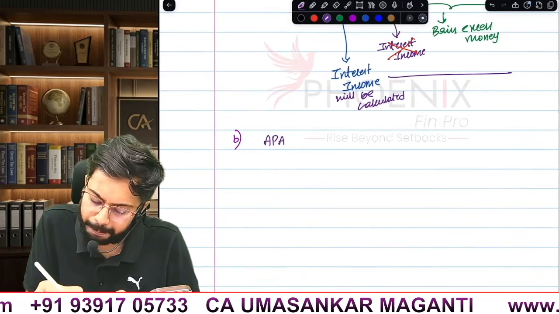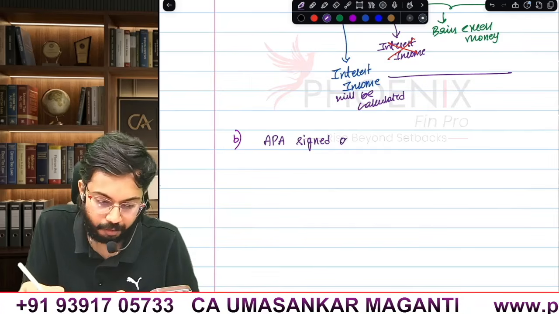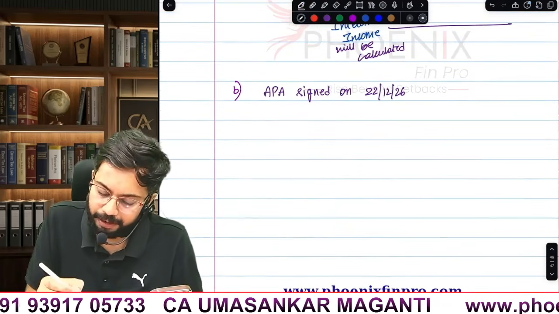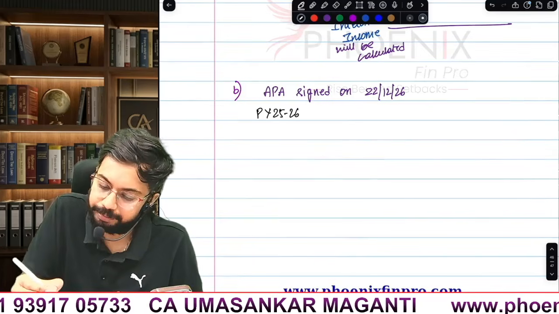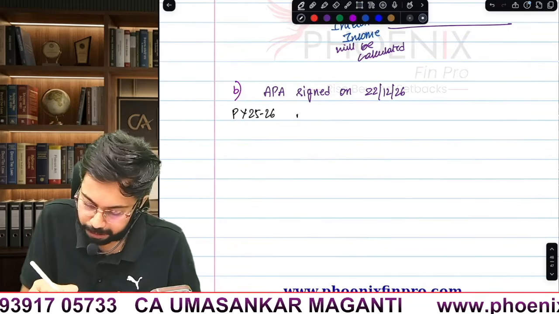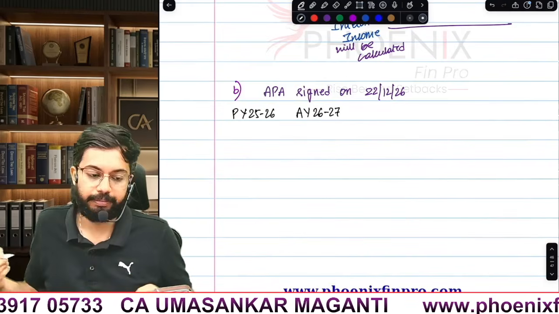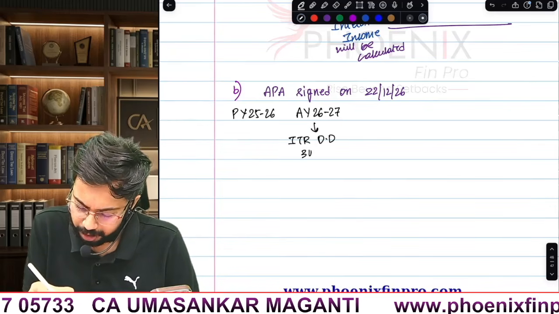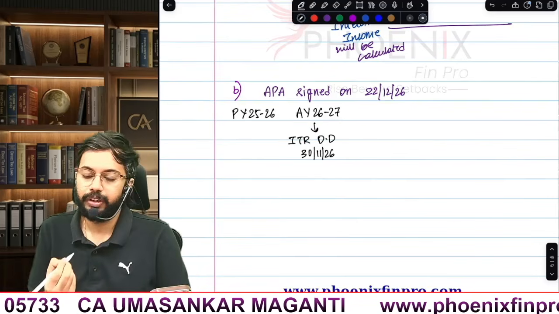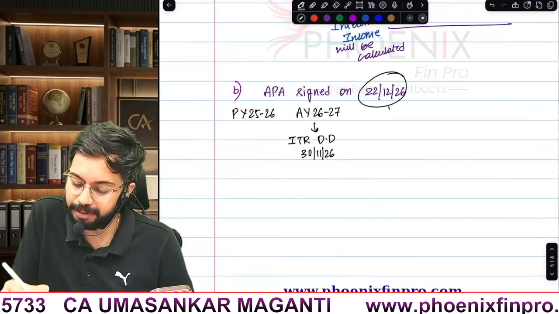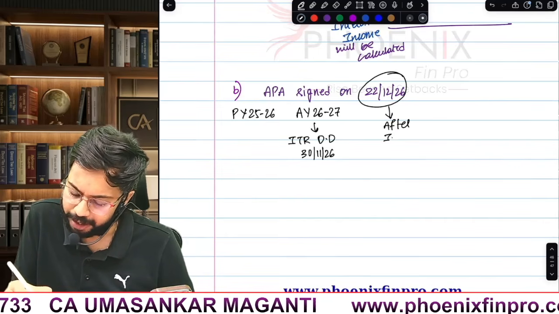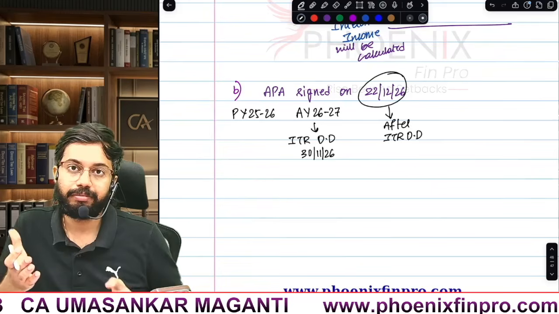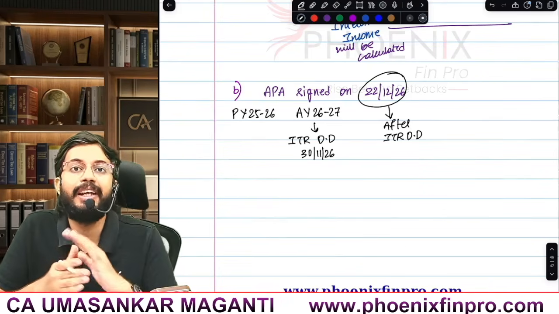Let's say second example, APPA signed on 22nd December 2026. So for previous year 25-26, what is corresponding assessment year? Corresponding assessment year is assessment year 26-27. So what is ITR due date? ITR due date is 30 November 26. APPA was signed on 22nd December 26. That means APPA was signed after ITR due date. So as APPA was signed after ITR due date, by that time you have already filed ITR.